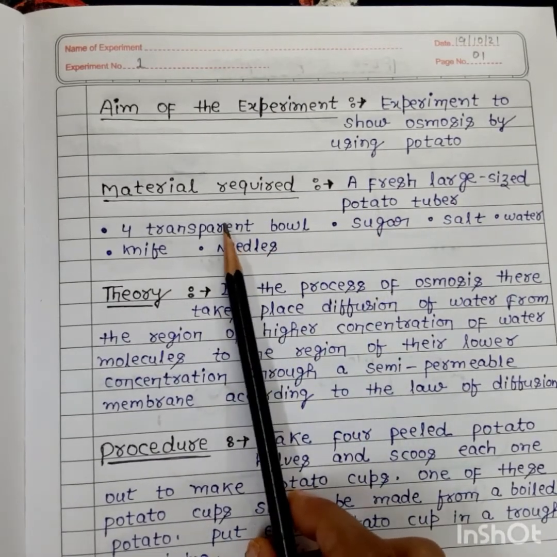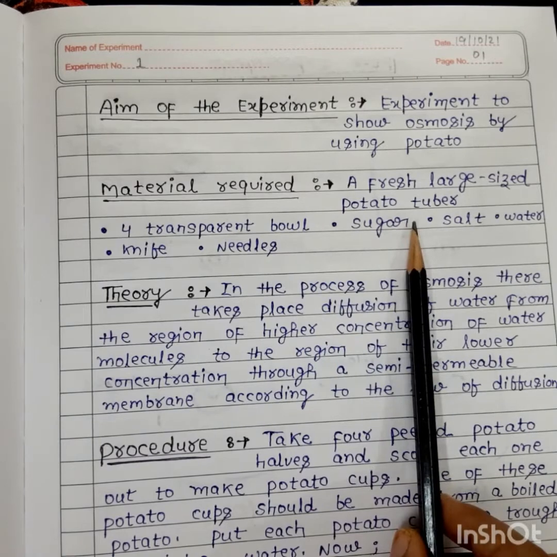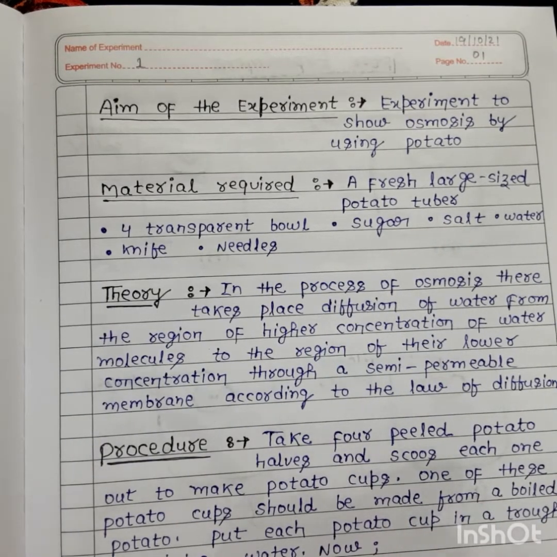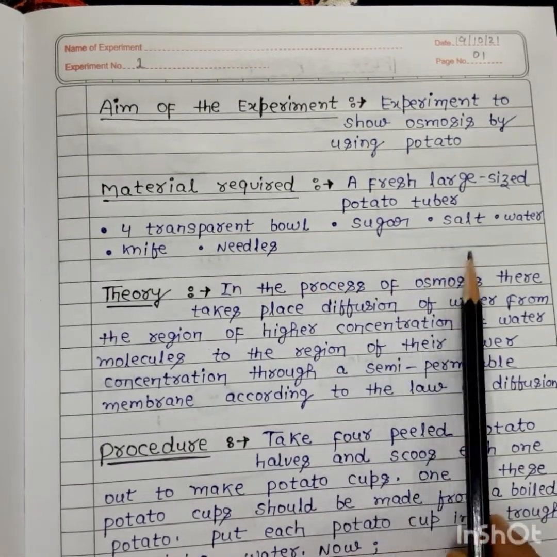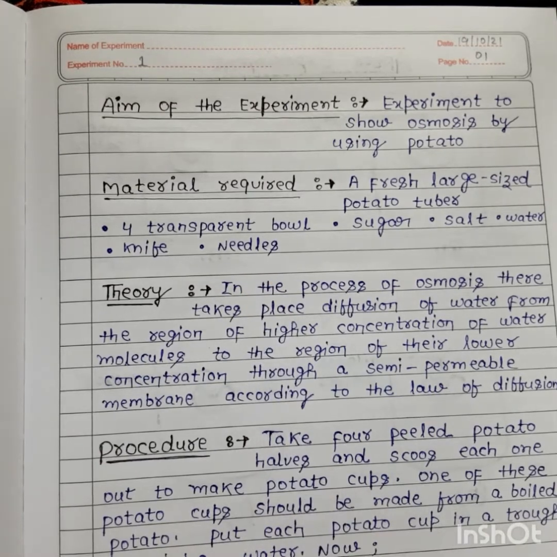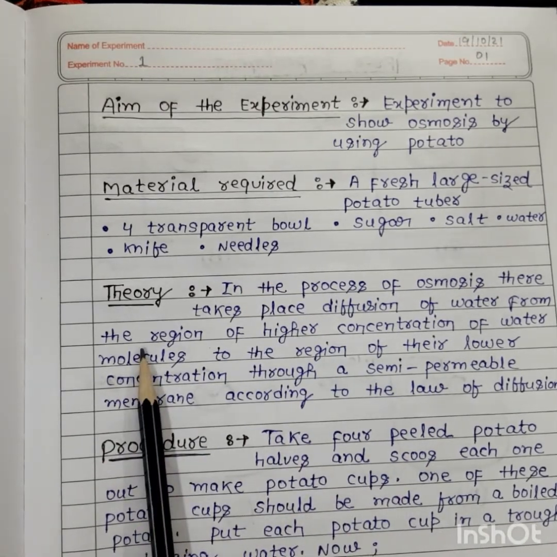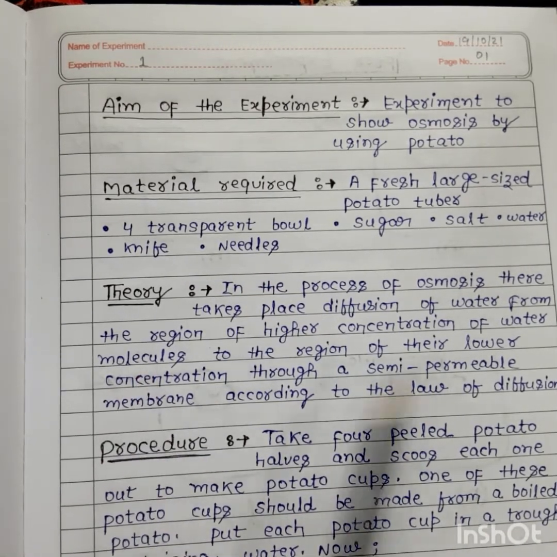For that, the material required is a fresh large-size potato tuber, means 1 to 2 potatoes we need, 4 transparent bowls, sugar, salt, water, knife, needles. Then we have to write the theory. Theory is the part where we have to write something about the experiment.